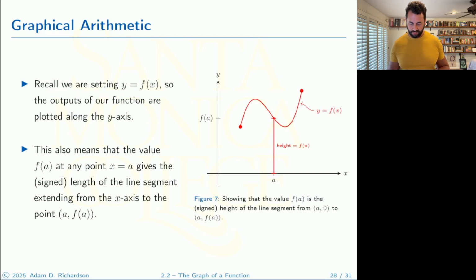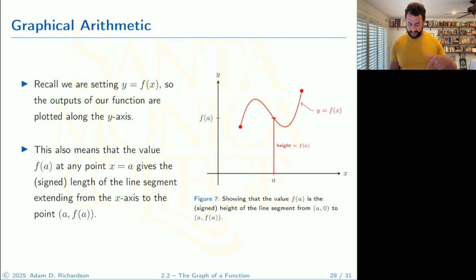So one thing you want to remember is we're setting the outputs equal to y. All the outputs are plotted on the y-axis. So what that means is that the output f of a, at any x value a, gives the length of a line segment extending from the x-axis up to the graph, just like that. So the height of this line segment is literally the output value of the function. Very, very literally.